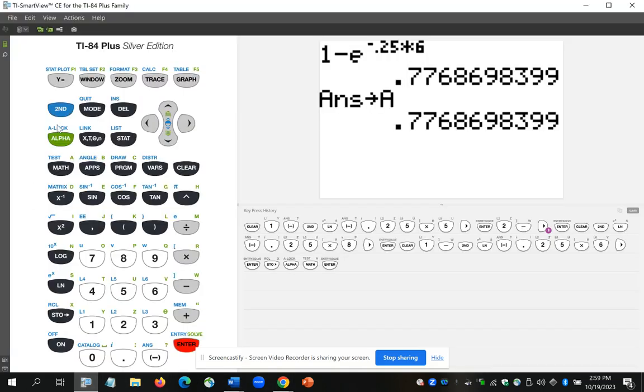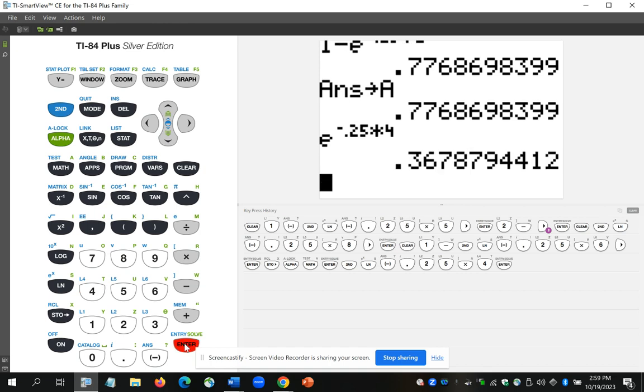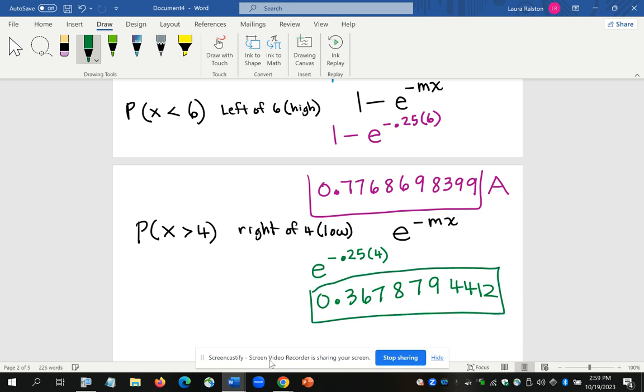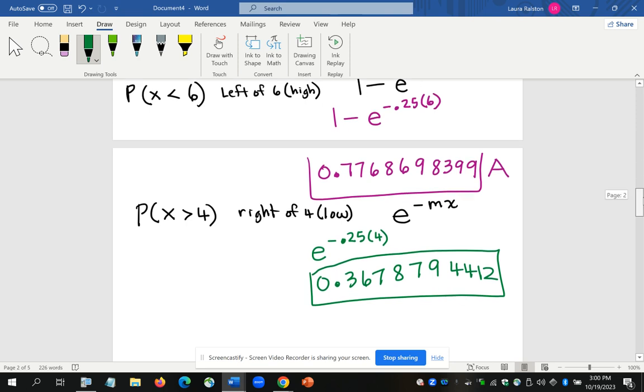Okay, so we have second ln negative 0.25 times 4, which gives us 0.3678794412. Now I'm going to leave that in the calculator's brain for a minute. Just leave it sitting there. And I'm going to write it down. So I have 0.3678794412.